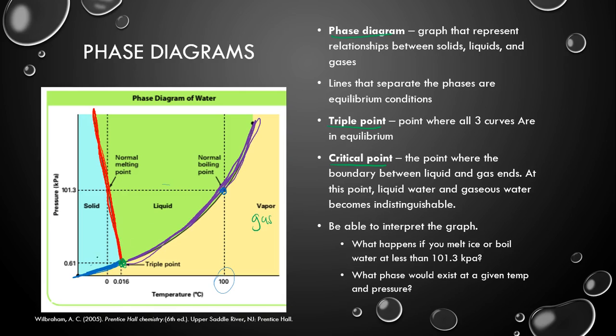So you can have water occurring as a solid, a liquid, and a gas, but you must have it at 0.61 kilopascals and 0.016 degrees Celsius. You have to get it at a particular temperature in order for this to happen.